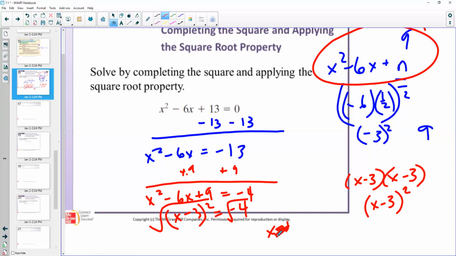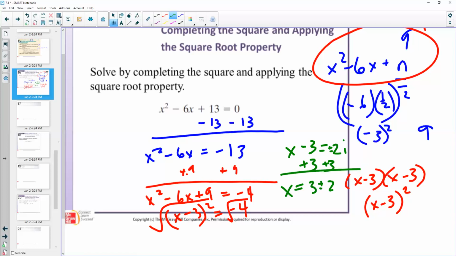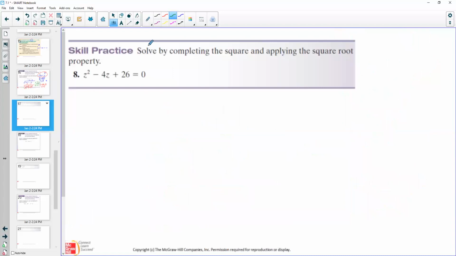Ooh, I ran out of room. Hold on. I'll do that in green right here. Get your marker. X minus 3 on the left equals the square root of negative 4, which would get me 2i, plus or minus. Add 3 to both sides. So x is 3 plus or minus 2i. And it's done. We completed the square and used the square root property. Ta-da! Try again. Okay? Same exact steps.